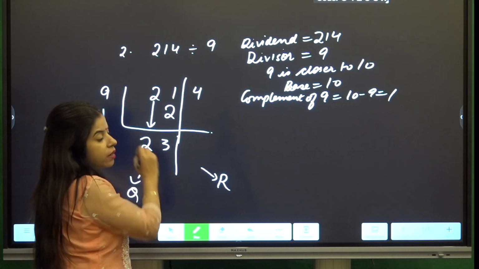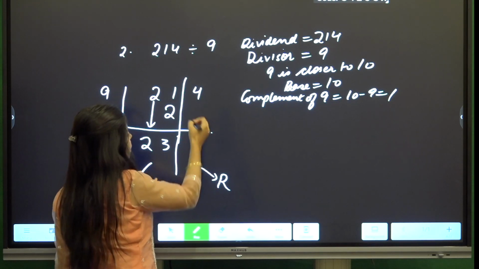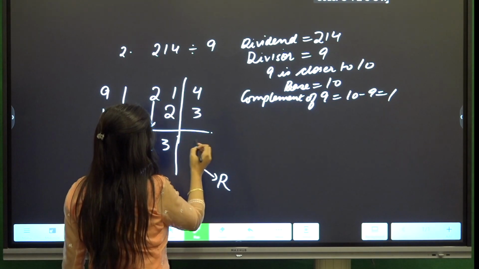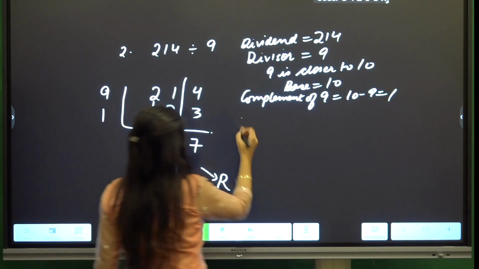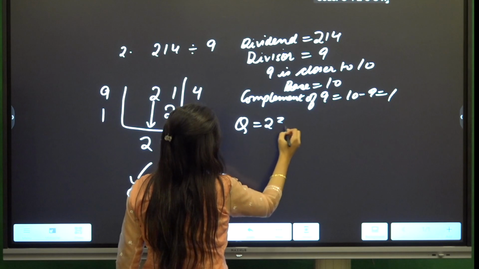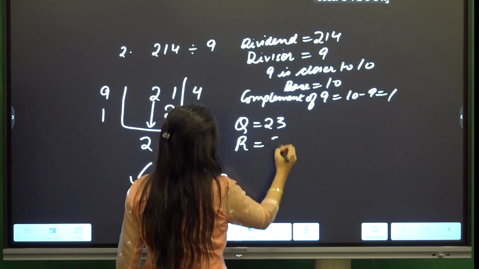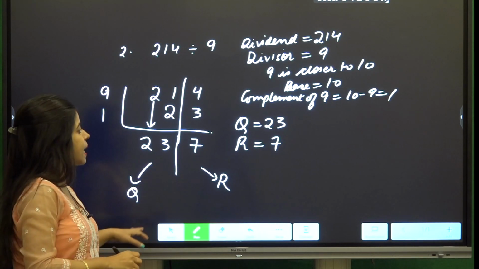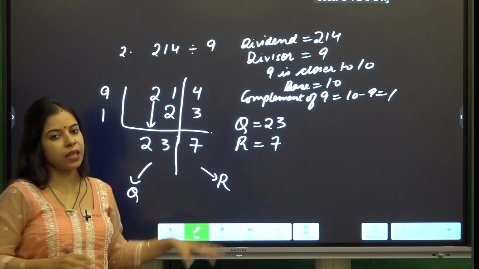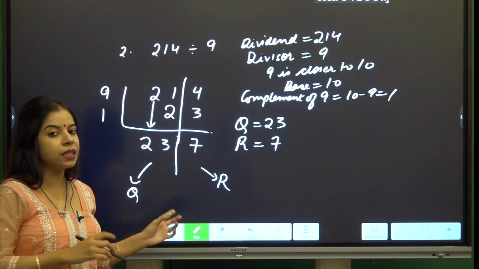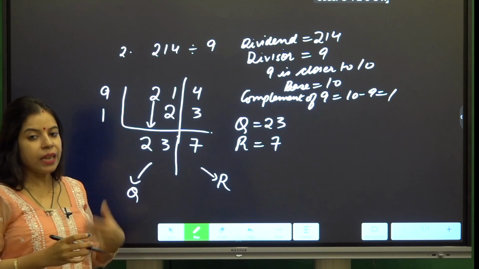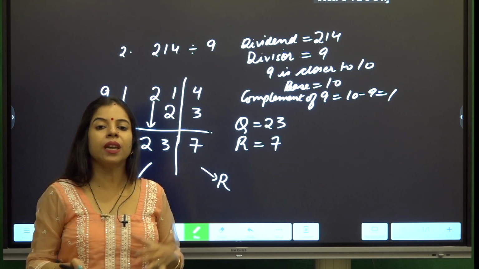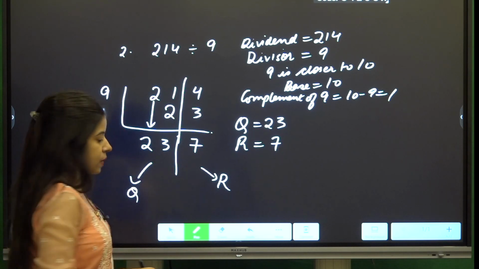So, 3 into 1 is 3 and I am going to place it below 4. So, this will become 7. So, quotient is 23 and remainder is 7. Okay. So, this is the example where the remainder is lesser than the divisor. Let us take an example where the remainder is coming out to be more than the divisor.